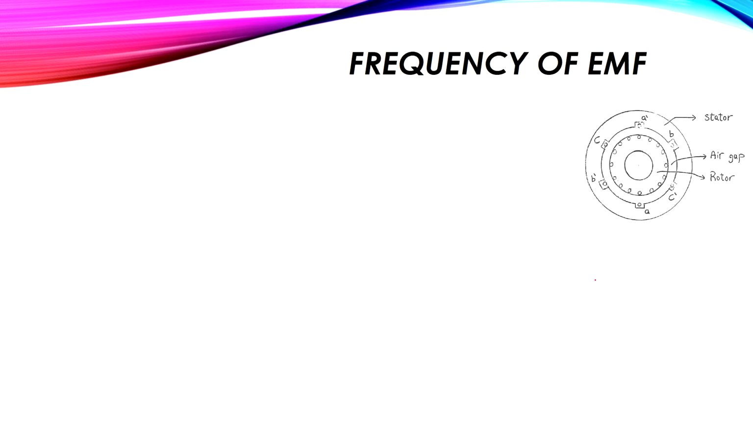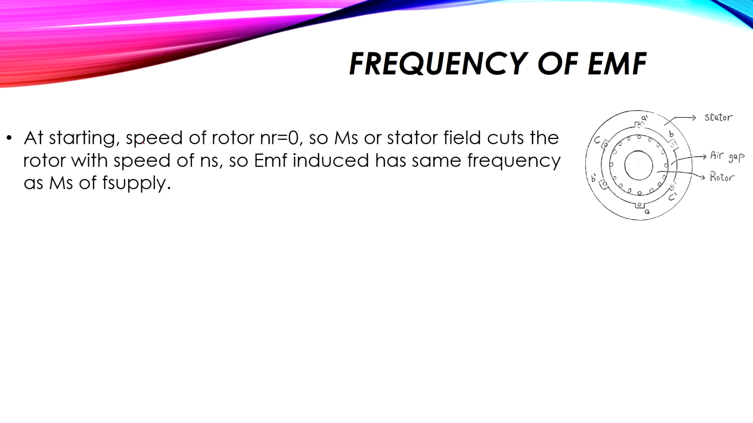Now we need to understand the frequency of the EMF induced inside this rotor. First, at starting, the speed of the rotor nr is equal to 0. So the stator field, Ms, cuts the rotor with a speed of ns. We said that the stator field has a frequency equal to the supply frequency. So the induced EMF inside the rotor will have the same frequency as the supply.